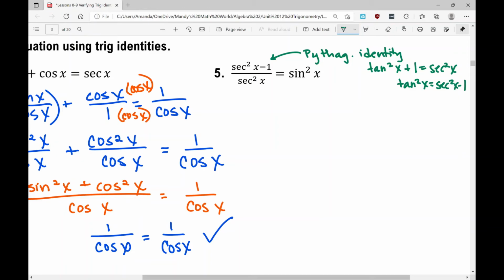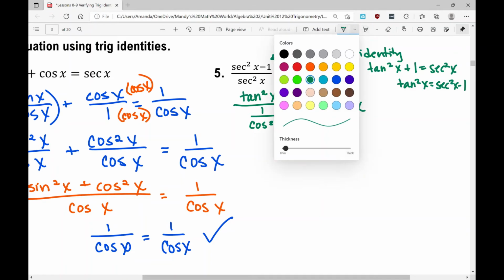So anytime I see a minus 1 or a plus 1, go to the Pythagorean identities. See if you can rearrange them to make it look like that so that you can rewrite it. And in this case, I can. Secant squared x minus 1 is the same thing as tangent squared x. Now this is clearly my most difficult side over here. Secant squared x, I'm going to go ahead and rewrite it in terms of sine and cosine. How could I rewrite secant squared x? It's the reciprocal of cosine, so secant x is 1 over cosine. Secant squared x is 1 over cosine squared x equals sine squared x.